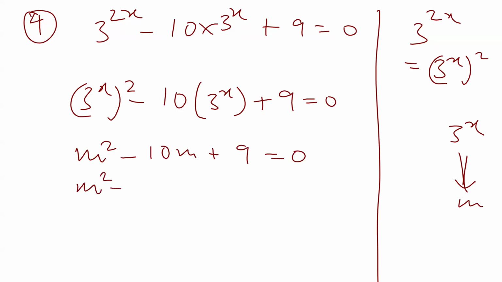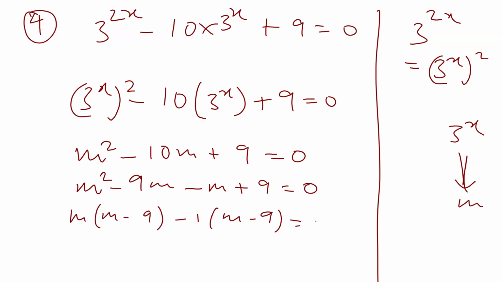M square minus 9m minus m plus 9 equal to 0. So m minus 9 minus 1, m minus 9 equal to 0. M minus 1, m minus 9 equal to 0. So m equal to 1 or m equal to 9.